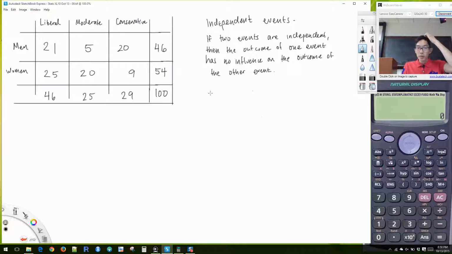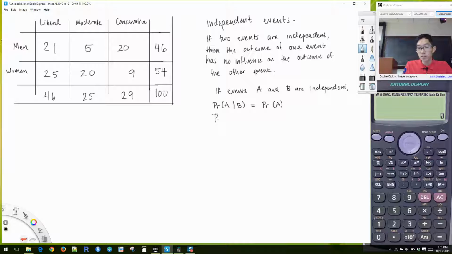Okay, so what that essentially means is that if events A and B are independent, then the probability of event A given event B is just the probability of event A, meaning whether we know B has happened or not, the probability of event A happening is just the probability of event A.